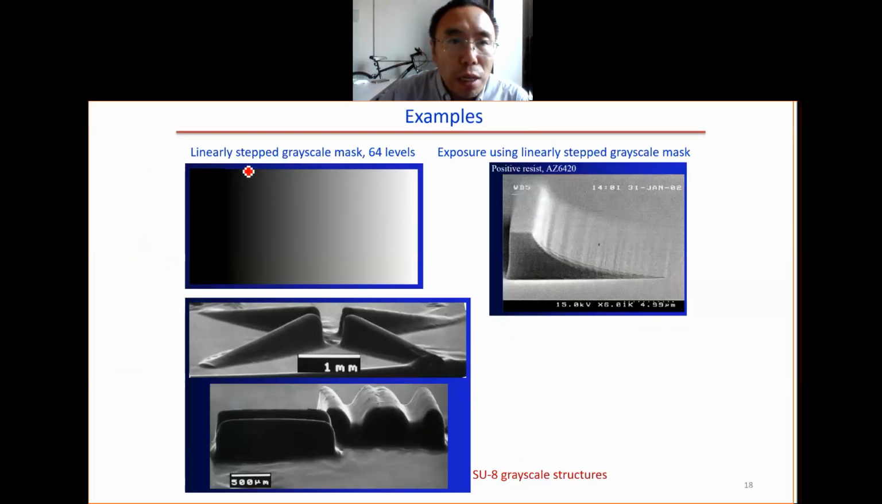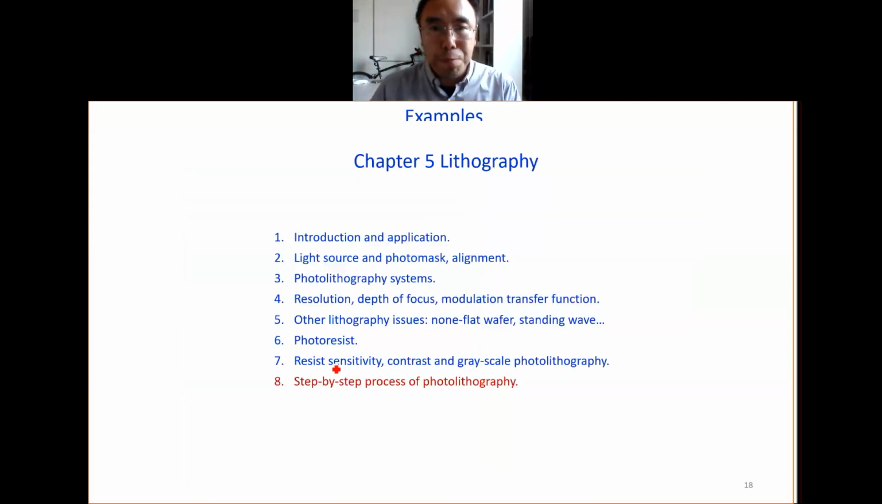So this example linearly scans the grayscale mask with 64 levels. This one is 100% gray level. This is 0% gray level. You get something like this. You can also do something like this.